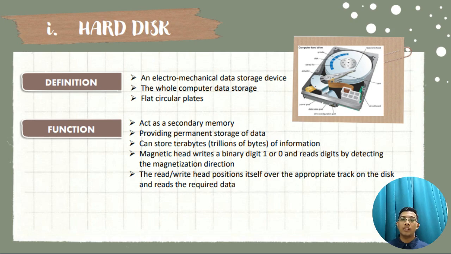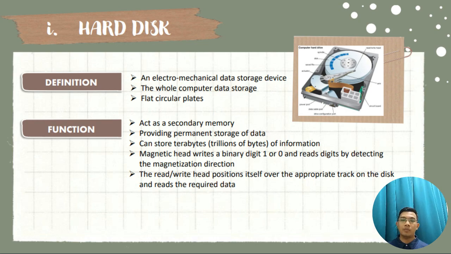Data are stored on their surface in concentric tracks. A small electromagnet called a magnetic head writes a binary digit 1 or 0 by magnetizing tiny spots on the spinning disk in different directions, and reads the digit by detecting the magnetization direction of the spot. When the computer needs to access the data stored on the external hard disk, it sends a command through the connection interface to the hard drive.